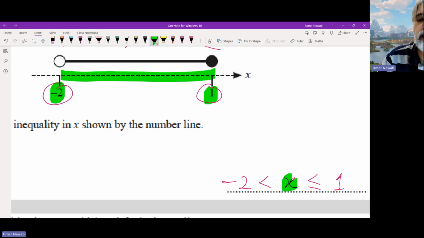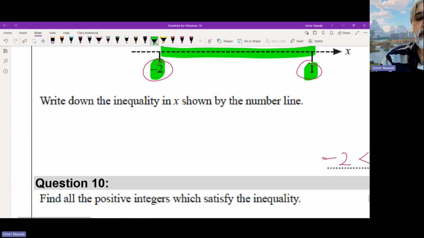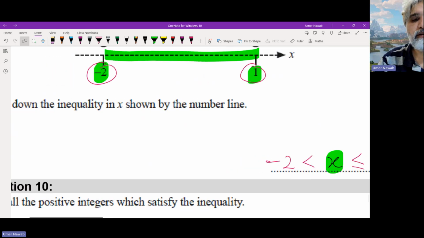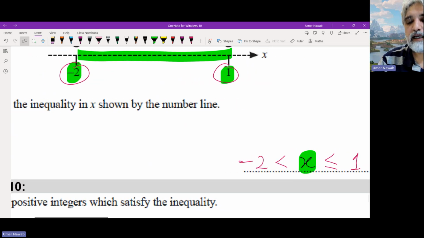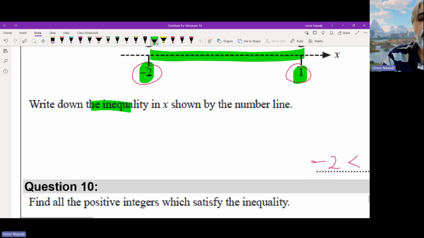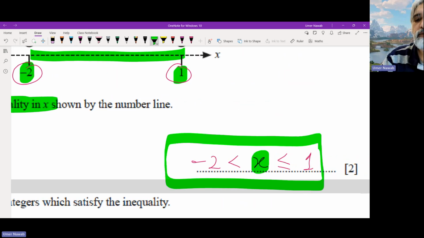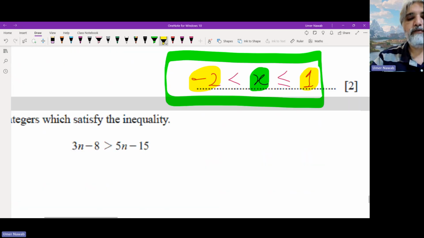Now this x is representing all the values of x, because he doesn't mention here that this x is an integer. We just need to write down the inequality. So I wrote the inequality in a sandwich form that x is between minus 2 and 1. Minus 2 is exclusive. However, 1 is inclusive.